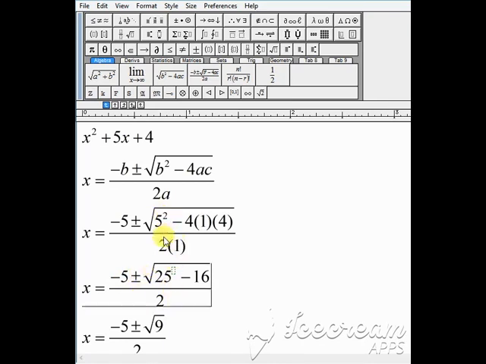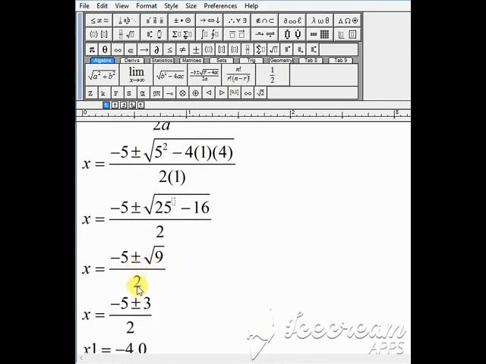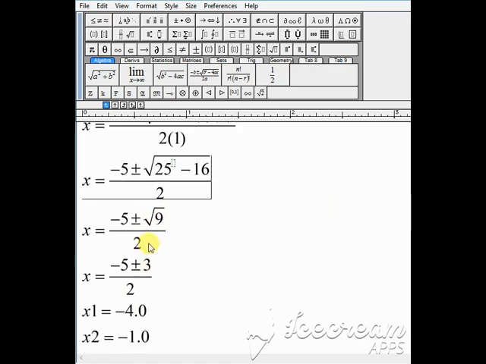If you square 5 you get 25. 4 times 1 is 4. 4 times 4 will give you 16. So 25 minus 16, you have 9. So divided by 2, our denominator. If you find the square root of 9, you will have 3. And normally a quadratic usually has two answers.